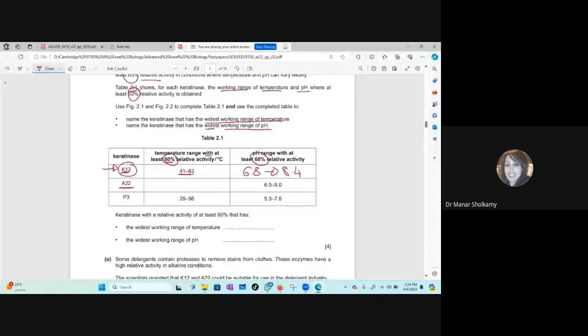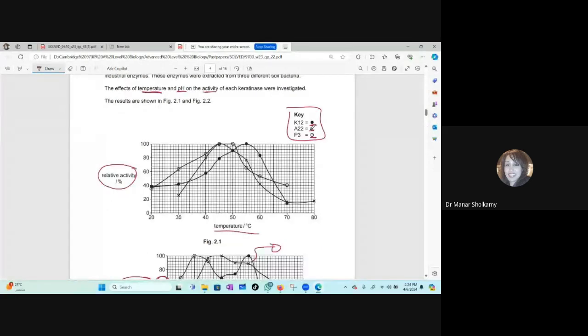Now for A22, we want the temperature range at which there is at least 60% activity. Again, which graph will we go to, temperature or pH graph? Temperature, yes. And then we will look at A22. So we'll go to the temperature graph, and A22 is the graph that is X. This is A22, so we don't get confused.